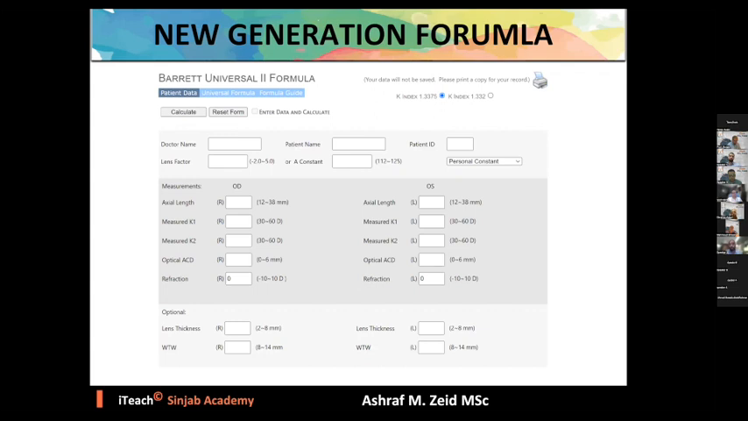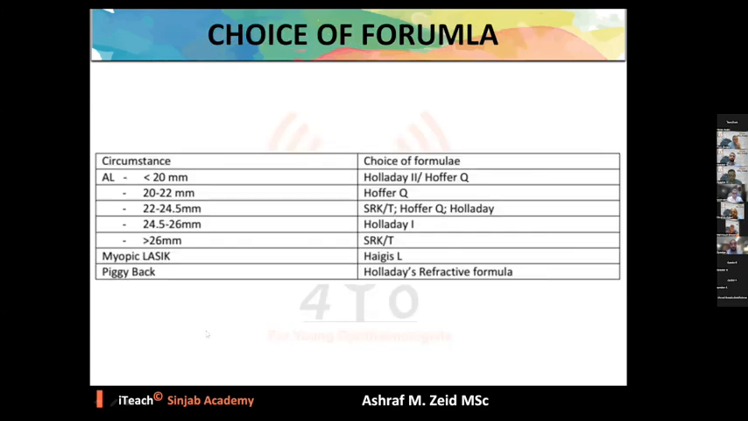New generation formulas, which is the most commonly used formula in most of the developed countries right now, is the Barrett Universal 2 formula. It has a lot of data that you can put inside: patient name, doctor name, and the ID. It has the lens factor that you know, or the A constant, or a personalized constant if you did a lot of work to do your own personalized constant. And you have the axial length, K readings, optical anterior chamber depth, and the refraction on both eyes to compare. And then there are some optional things that you can add, like the white to white and the lens thickness.